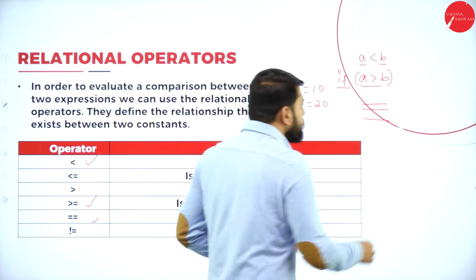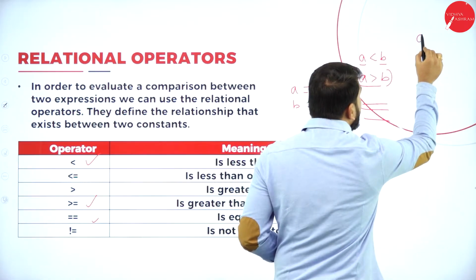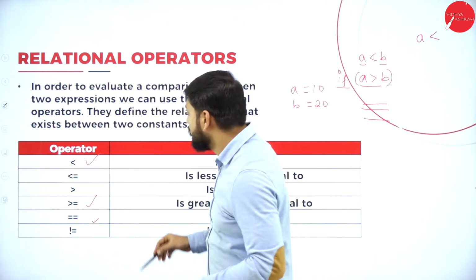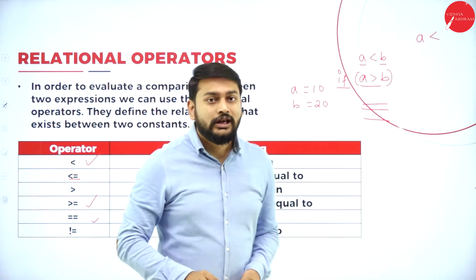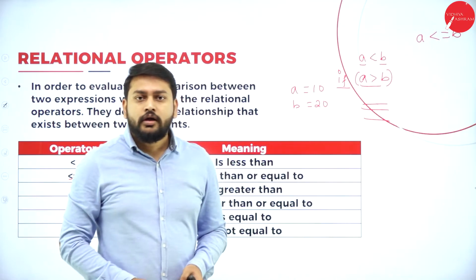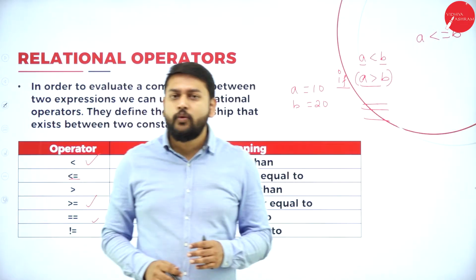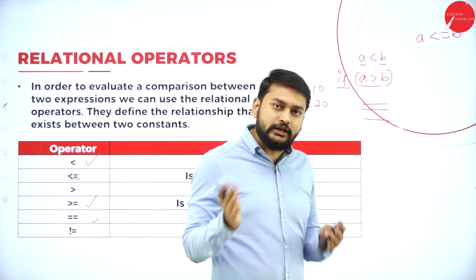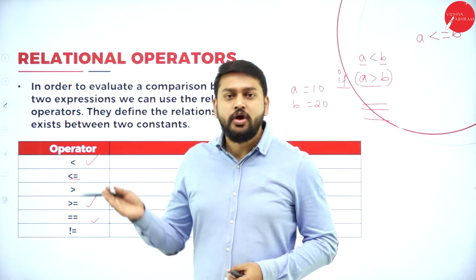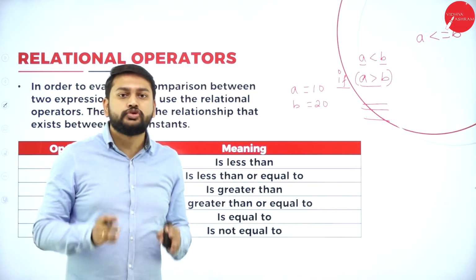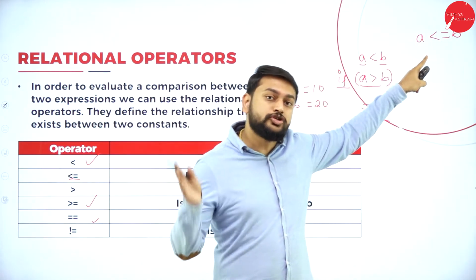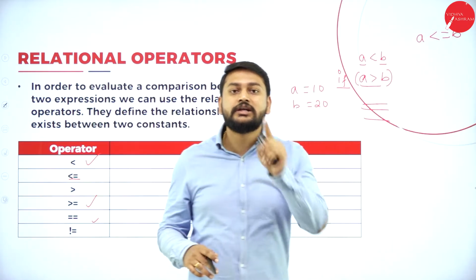Same thing, I have one more: A is less than or equal to B. Sir, how do I write that? Please observe here. Less than or equal to B. What exactly does it mean? It can be less or it can also be equal. So that is what you need to think. A can be less than B or it can also be equal to B. So that is the condition that I am checking here.